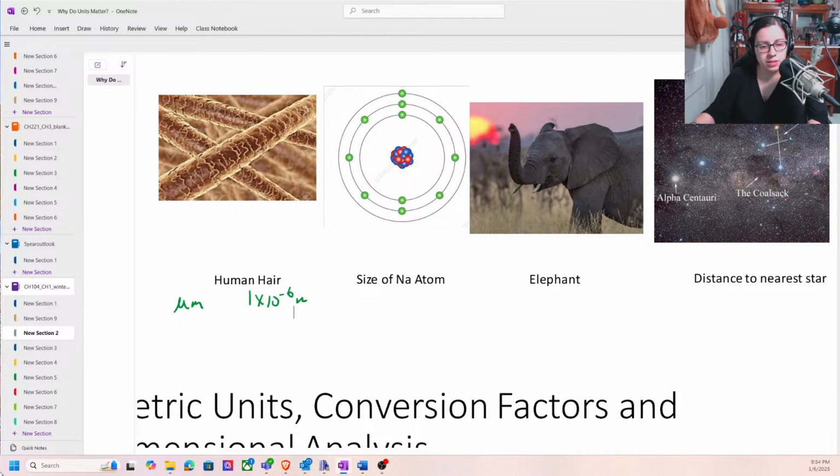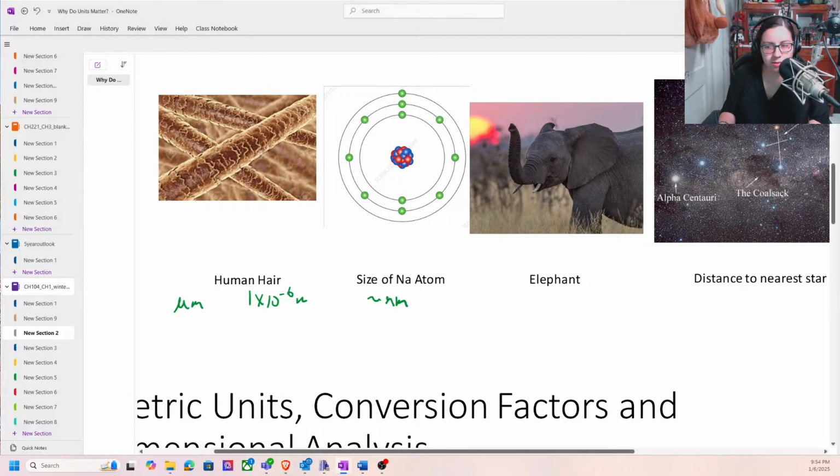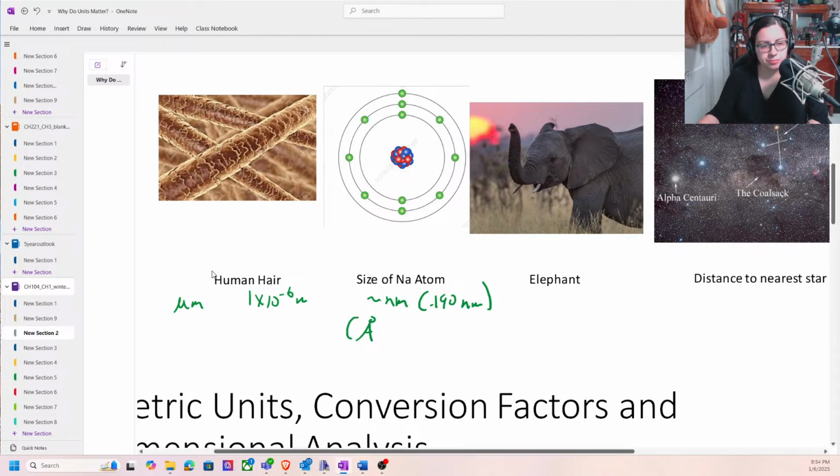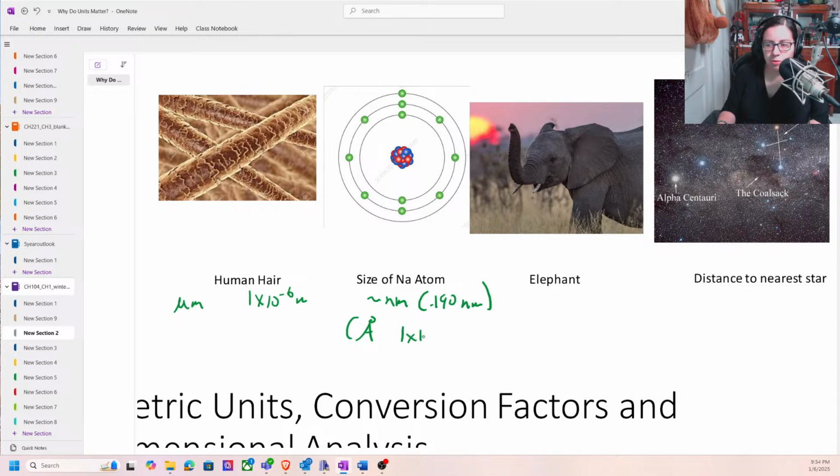And then the size of a sodium atom. What units would be used for that? With the common units, we could use nanometer, but that's actually a little big for a sodium atom. And so chemists have this special value of angstroms. That is 1 times 10 to the negative 10 meters, as opposed to 1 times 10 to the negative 9 with nanometers. But we'll go over these.